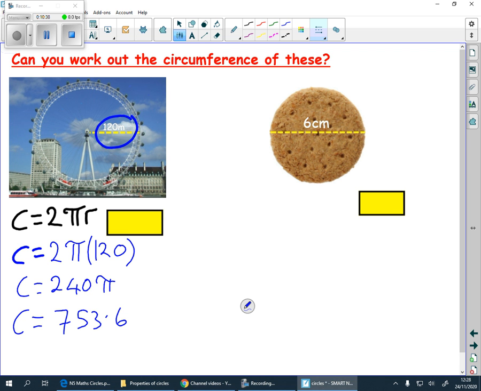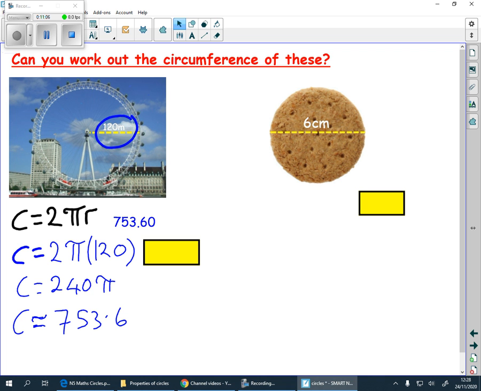Now I'm going to change this equals to an approximately equals, because I've used 3.14 as my value of pi. If you use the full version, which is the pi button on your calculator, you would actually get 753.9822369. As you can see, it's a slight difference there. And we have the matching number.